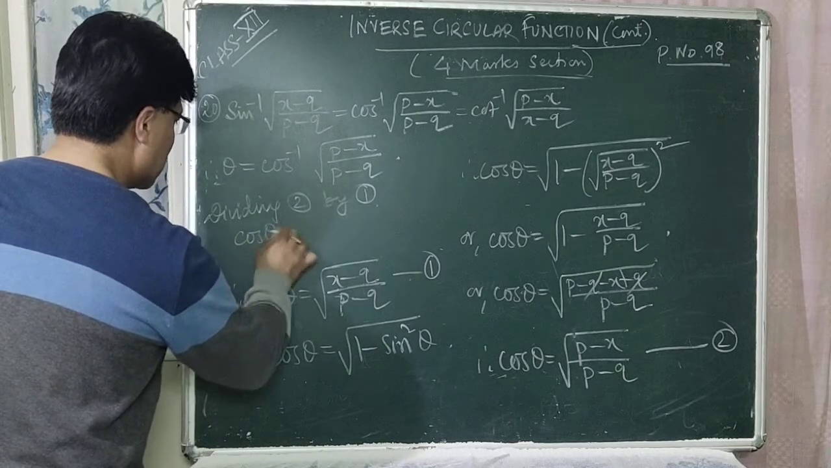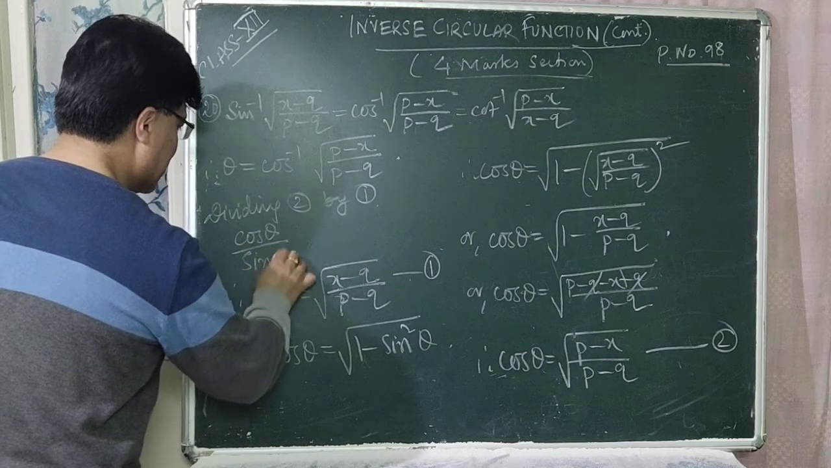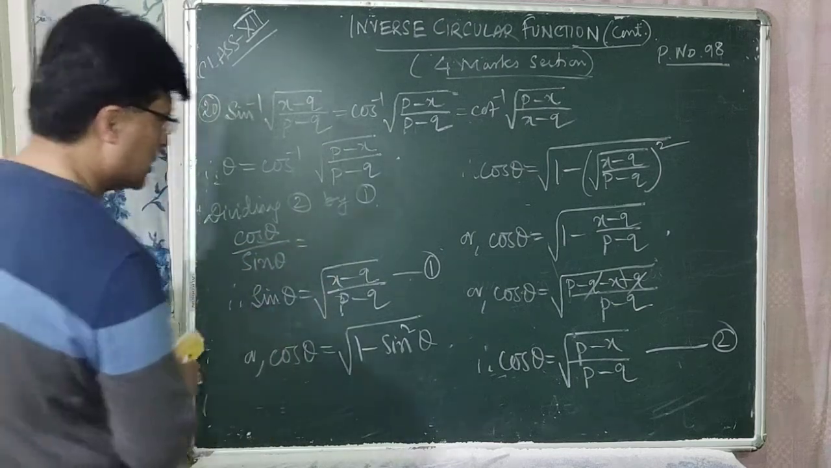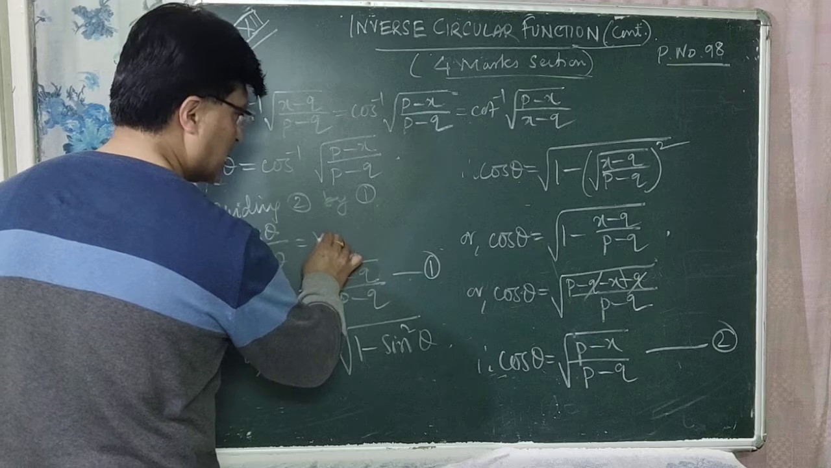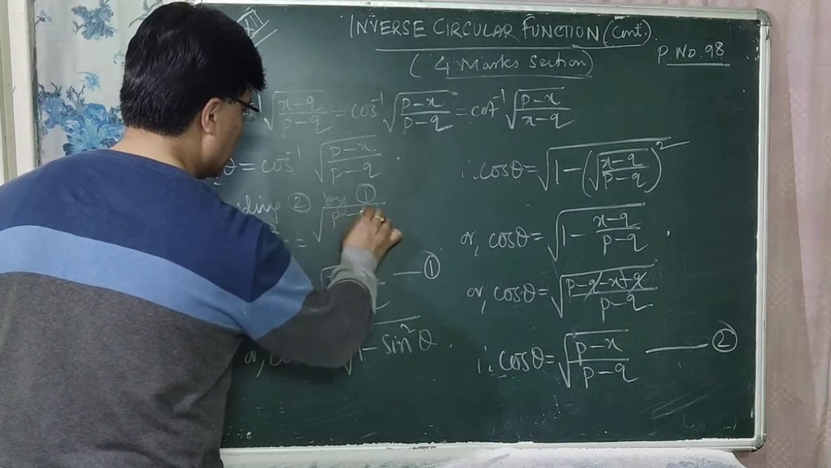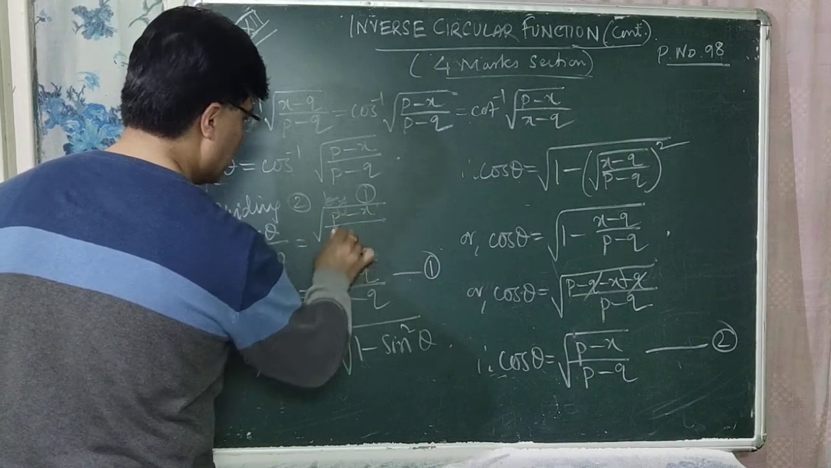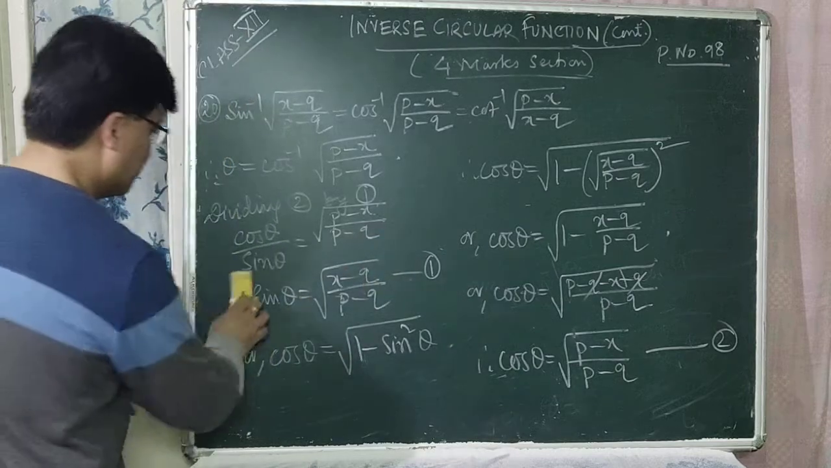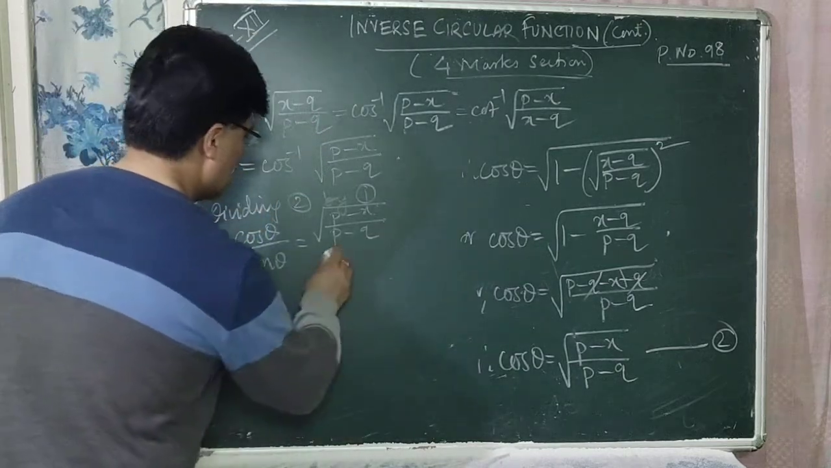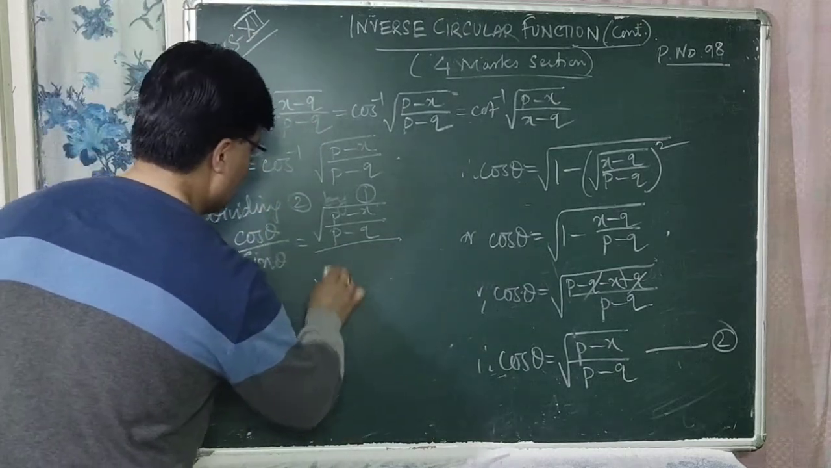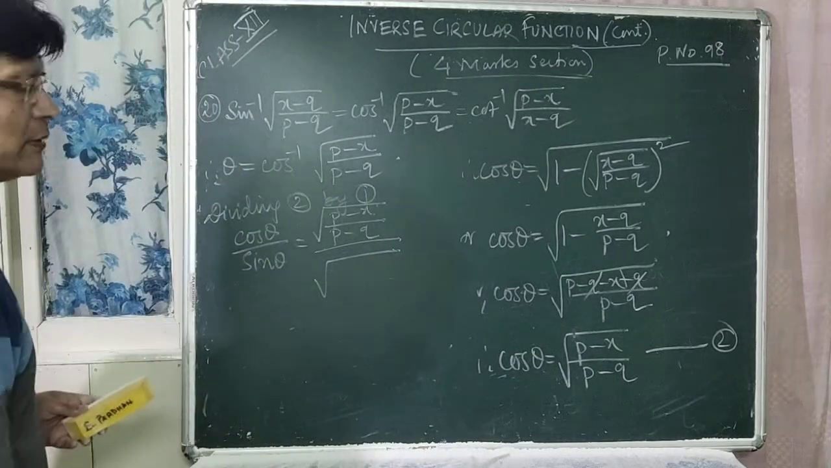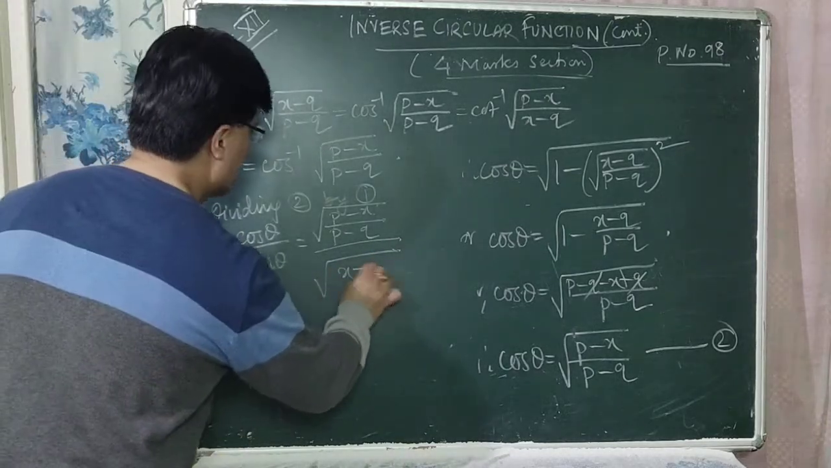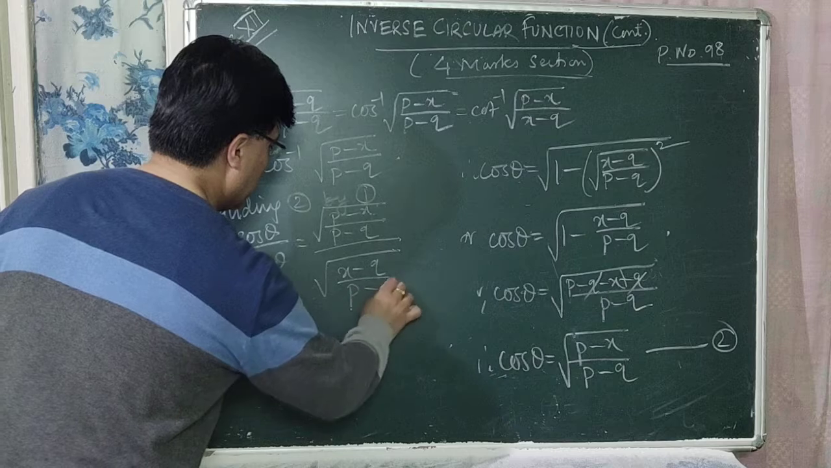It is cos theta divided by sin theta is equal to, what is cos theta? It is root over p minus x upon p minus q. This divided by root over x minus q upon p minus q.